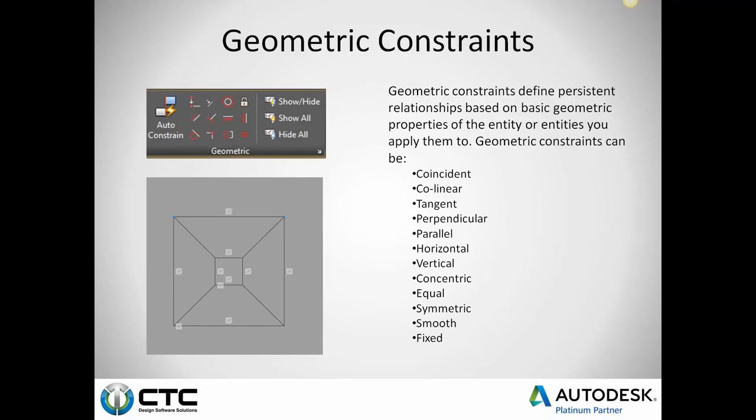Geometric constraints define persistent relationships based on basic geometric properties of the entity or entities you apply them to. Geometric constraints can be, it just shows a list, and we can go over some of these as well. But these are going to be all the different types of constraints here. And from this little example, I use the parallel constraint for these lines just to make sure that these always remain parallel, perpendicular, right there.